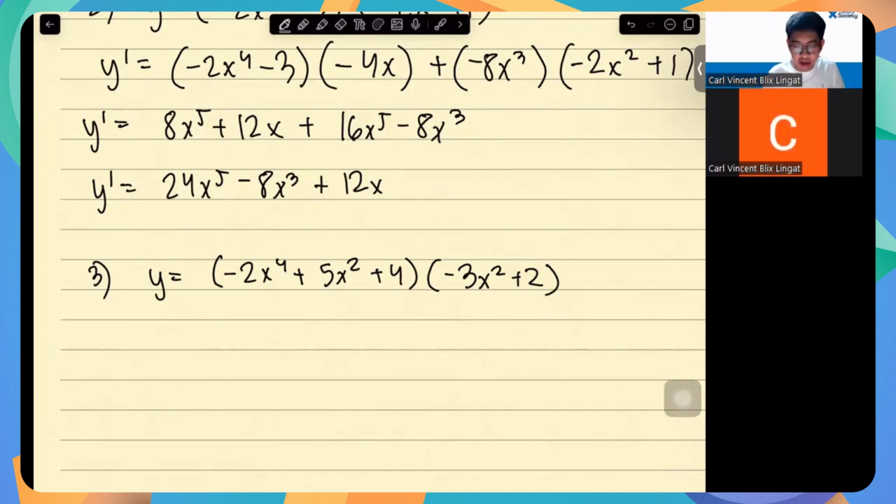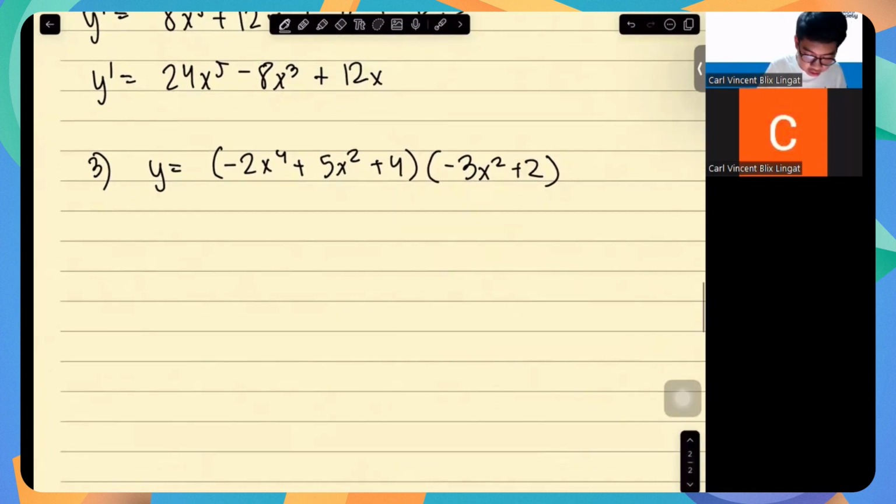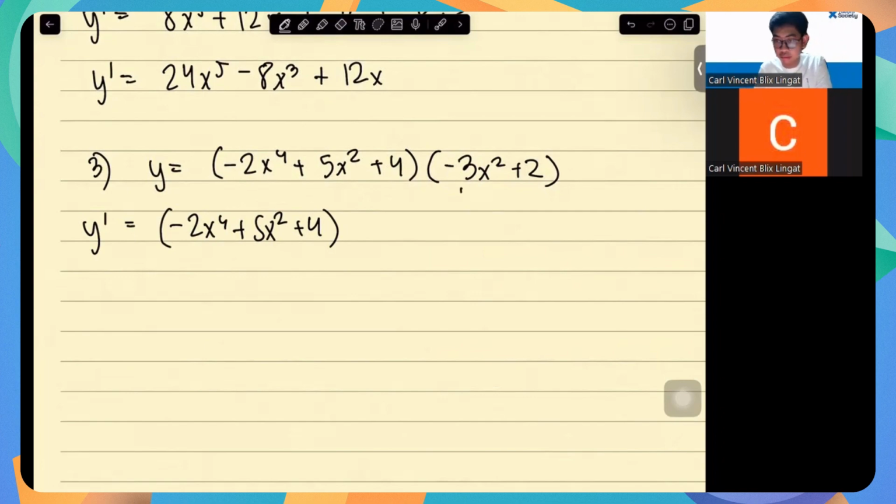So the product rule kind of makes your life easier because instead of multiplying these two by hand, you can just use the rule to make it faster to solve it. So in this case, again, let us just copy this part. So that would be negative 2x raised to 4 plus 5x squared plus 4. Then get the derivative of this one.